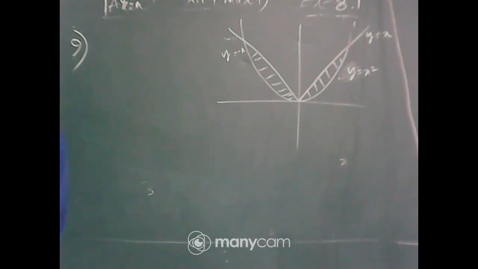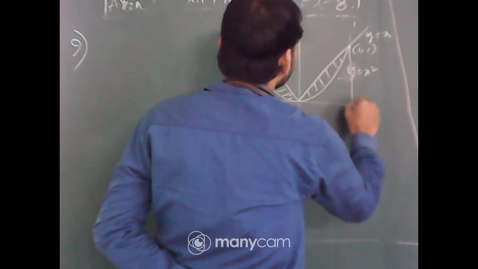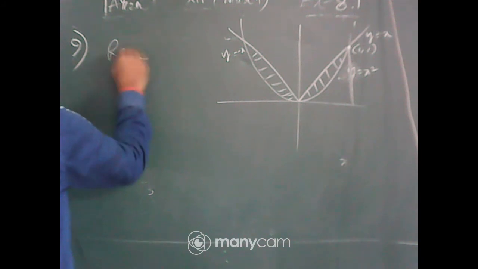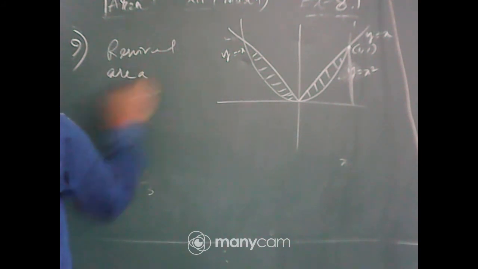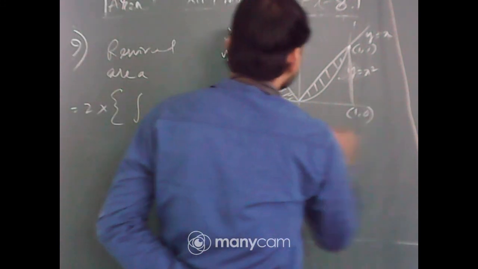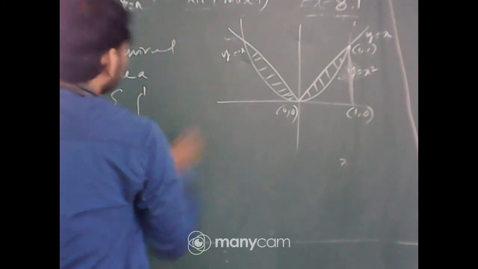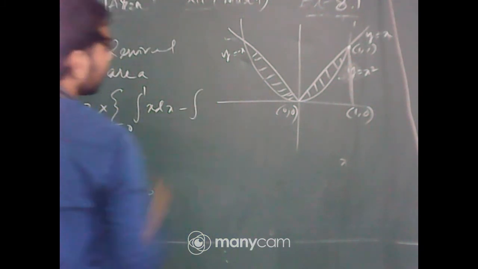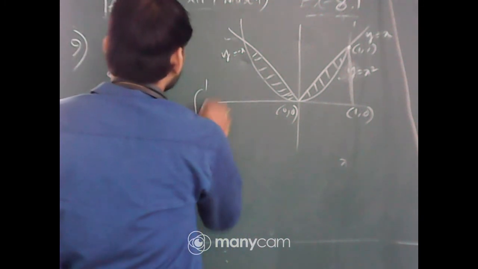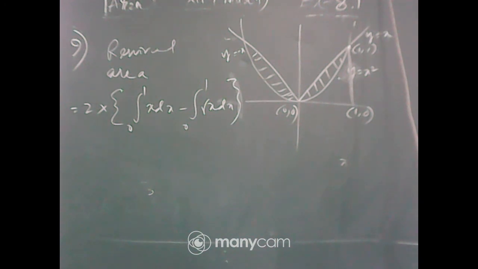Okay. What will be the required area? Tell me. First of all, find this point. This will be 1, 1. Draw one perpendicular from here. So required area twice, then this point will be 1, 0. This is 0, 0. So first of all, 0 to 1 along the line, that means x dx, minus 0 to 1 along the curve, so root x dx. Isn't it? Tell me.